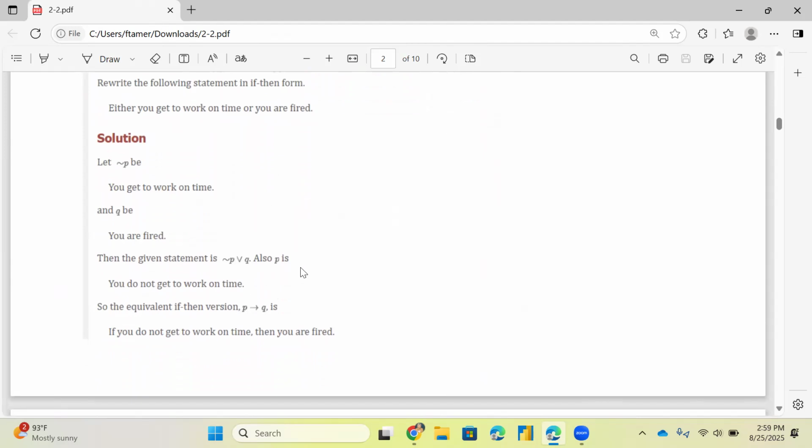Also P is, since this is a not P, you don't get to work on time. And the equivalent version of this is: if you don't get to work on time, then you are fired. Because if P, then Q, right? Since this part is not P and this part is Q, not P or Q. Since not P is you get to work on time, P will be you don't get to work on time. If you don't get to work on time, then you are fired is the if P then Q equivalent version.